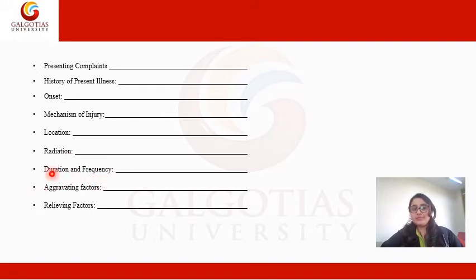Then duration and frequency. So we need to address duration: whenever the patient had pain or started experiencing pain, how long that pain persisted, and the frequency, how many times a day that pain comes and goes.